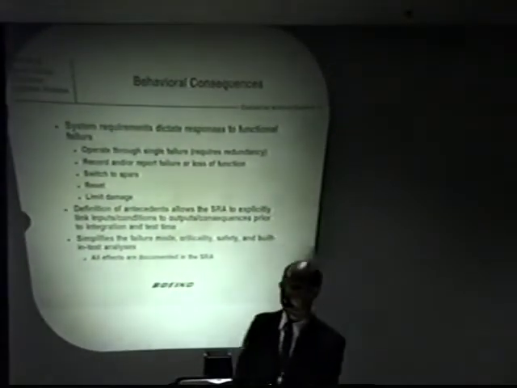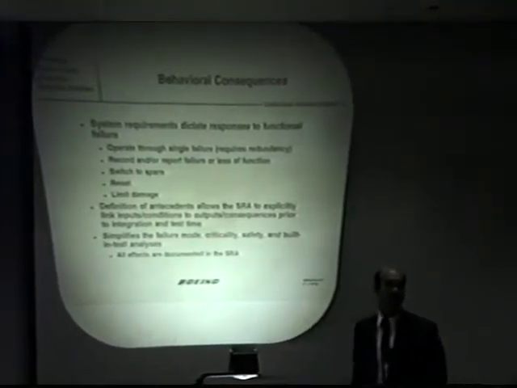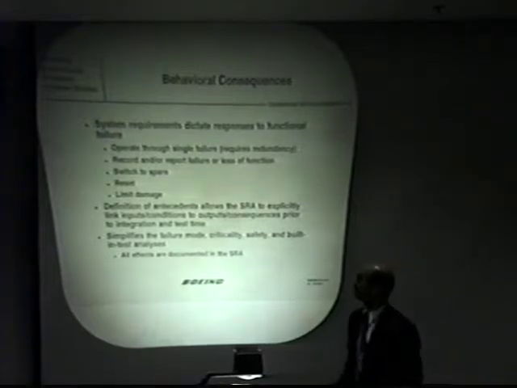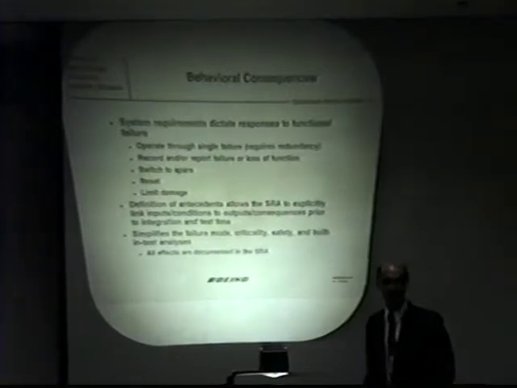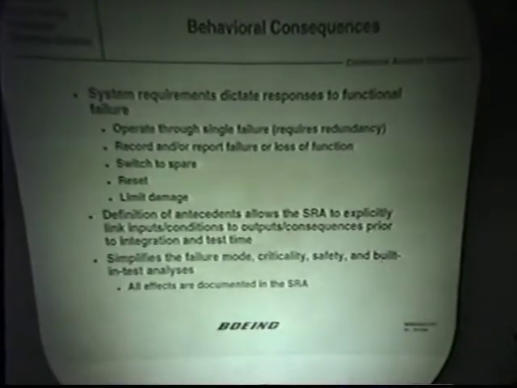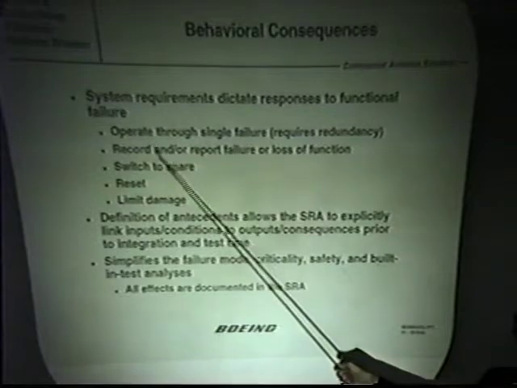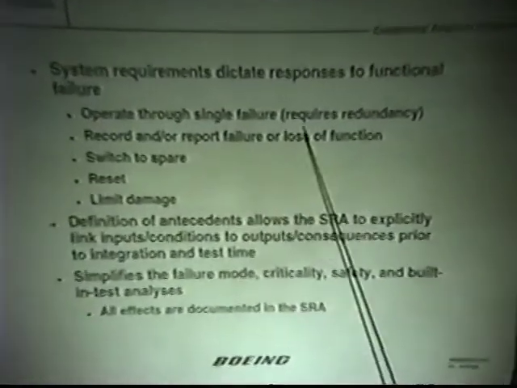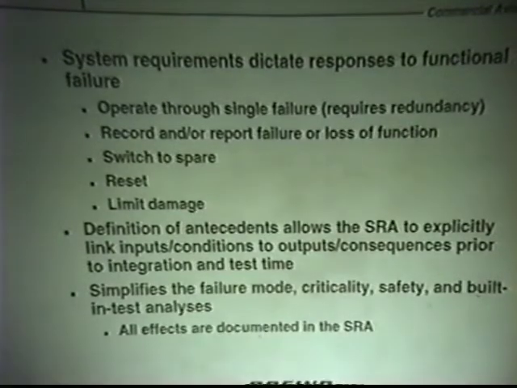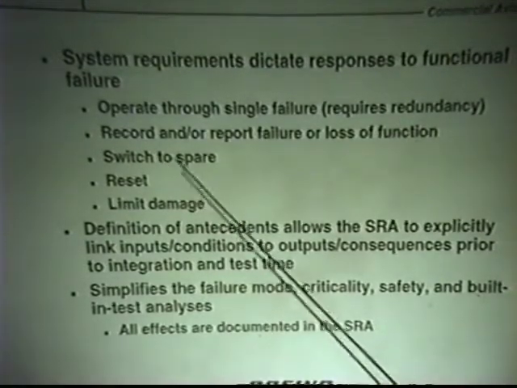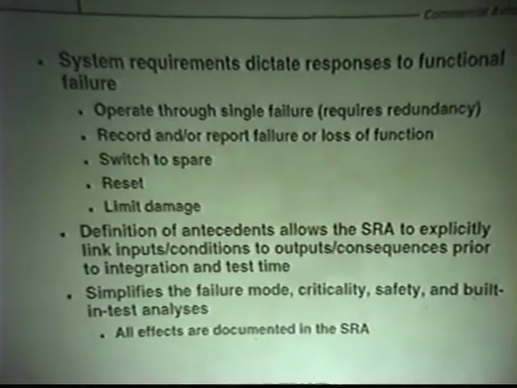Now, once you've analyzed all your parameters, your top-level system requirements that are handed to you help you define what the behaviors are associated with those antecedents. Because you may have a requirement to operate through any single failure. That's not atypical. That may require redundancy. You may have a requirement to record and/or report failure or loss of function. Common built-in test kind of requirement. You may have a requirement to switch to a spare that's already there. That's another form of redundancy.